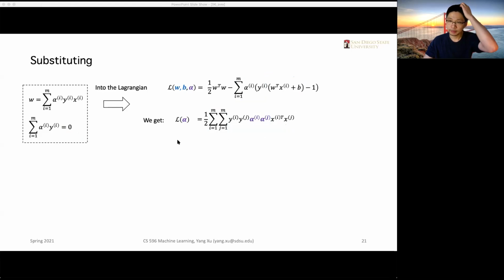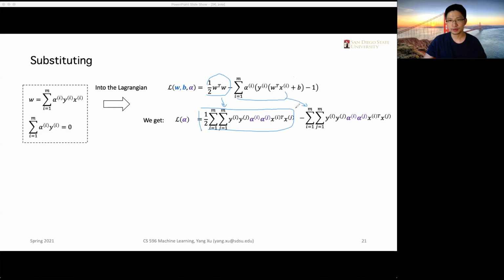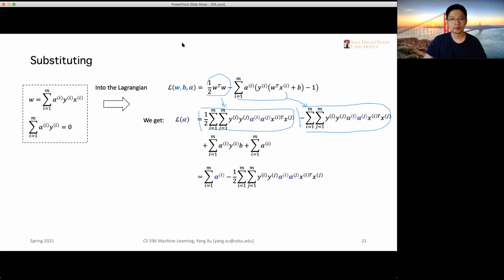All right, that's how we get the Lagrangian of alpha. And also, we need to, because this one corresponds to this one. Okay? And what's inside here results in this with the -1. And of course, they can be combined. And there's a summation of alpha left. And also this one is gone because according to this equation, right?